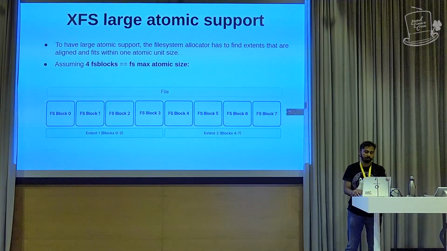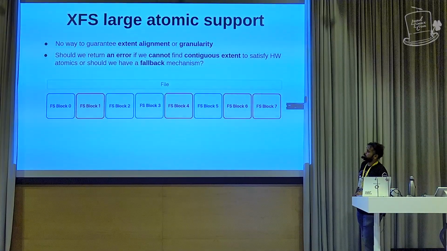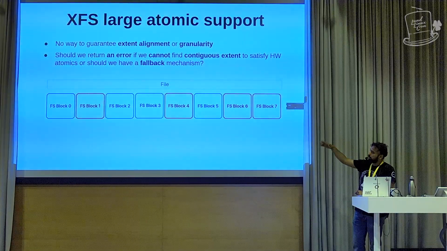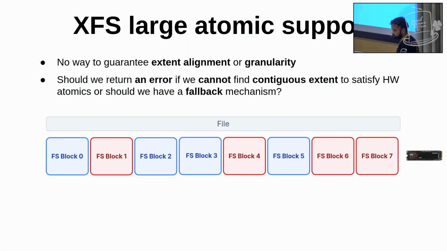guarantees need, right? But what if your file system looks something like this? The red color means it's already been used. Let's say your file system is extremely fragmented. Then there's no way you can actually get an extent that is aligned to your atomic boundaries and the atomic constraints, right?